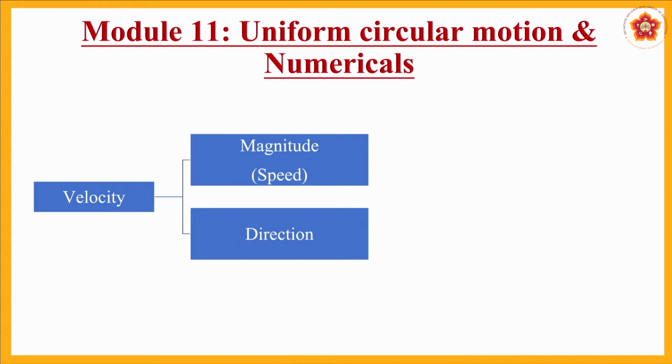Now we know that velocity is a vector quantity. So velocity is having 2 parameters. So one is the magnitude and the other is direction. Because velocity is a vector, there is a magnitude and there is a direction also associated, and it does not depend only on the numerical value or magnitude.